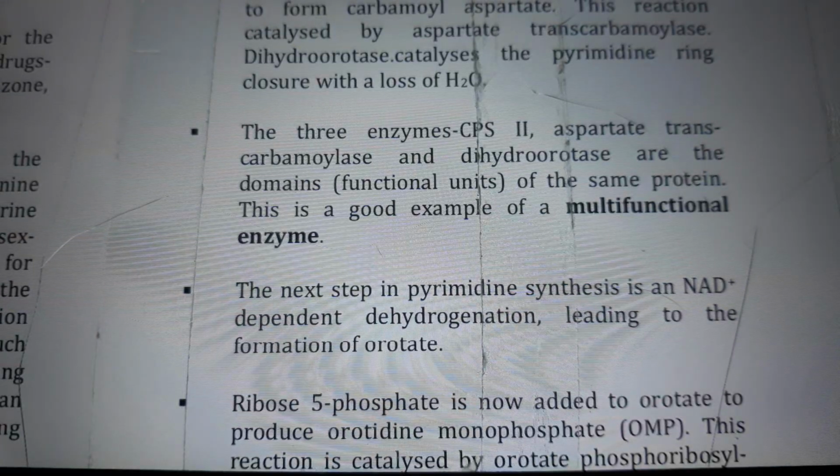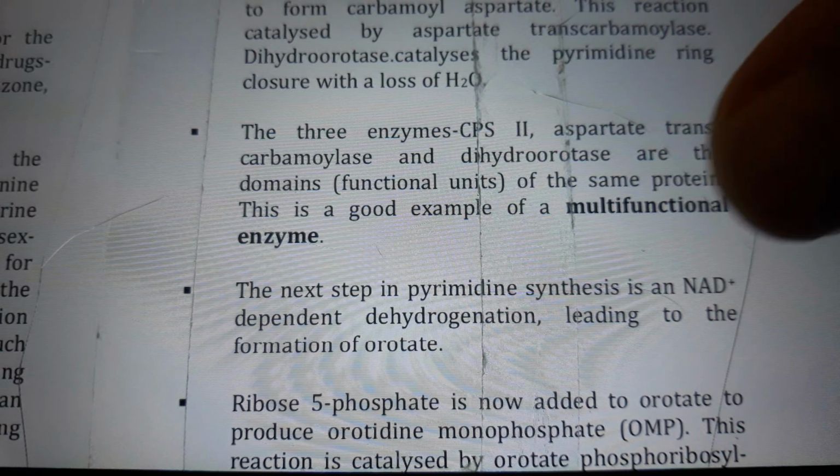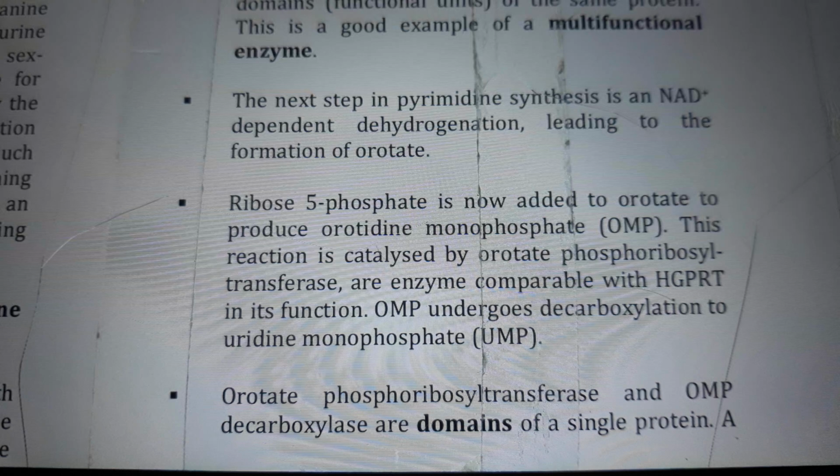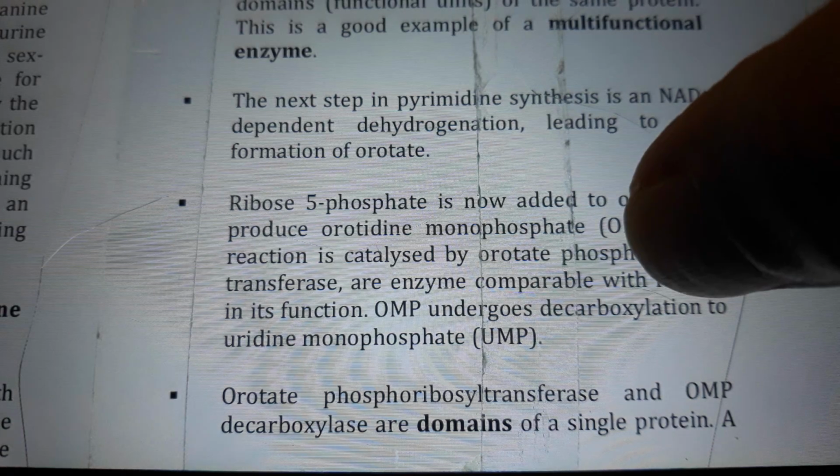Carbamoyl phosphate condenses with aspartate to form carbamoyl aspartate. This reaction is catalyzed by aspartate transcarbamylase. Dihydroorotase catalyzes the pyrimidine ring closure with the loss of H2O. The three enzymes CPS2, aspartate transcarbamylase, and dihydroorotase are the domains or functional units of the same protein. This is a good example of a multifunctional enzyme.